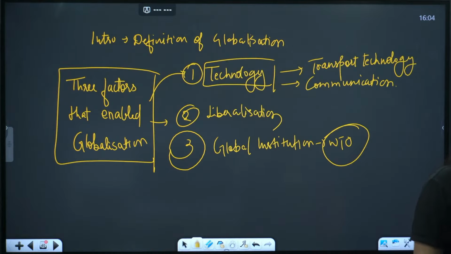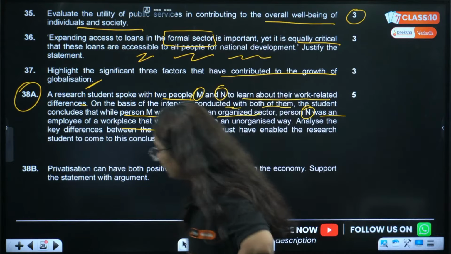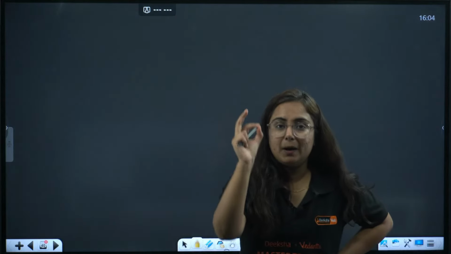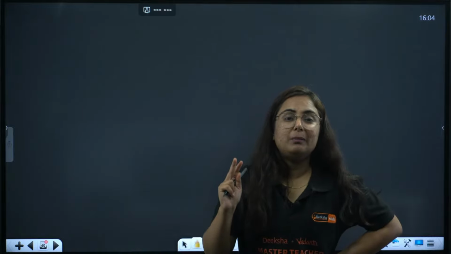Okay, very good. Let's read the last question of the day. That is 38A, an easy question. I think that I'm going to give it to you as homework, but still we will read it. A research student spoke with two people, M and N, to learn about their work-related differences. On the basis of the interview conducted with both of them, the student concludes that while person M was working in the organized sector, person N was working in the unorganized sector. Analyze the difference between the two. Fixed question, permanent question, for sure going to come in the exam.